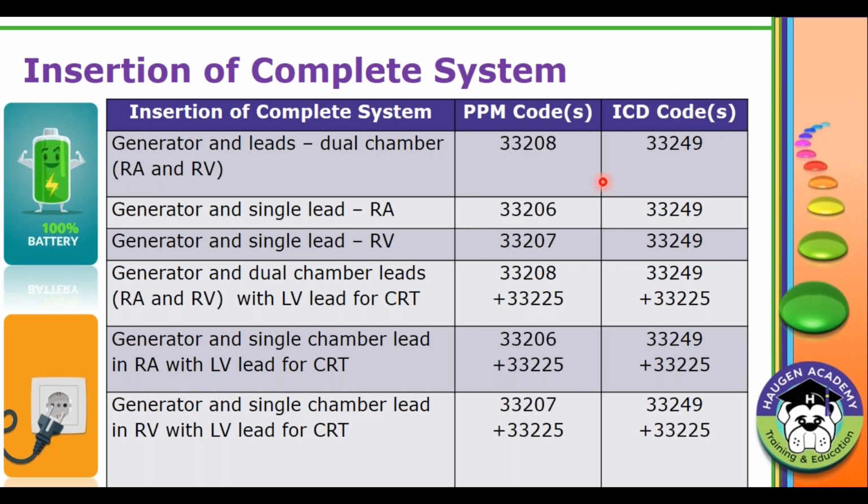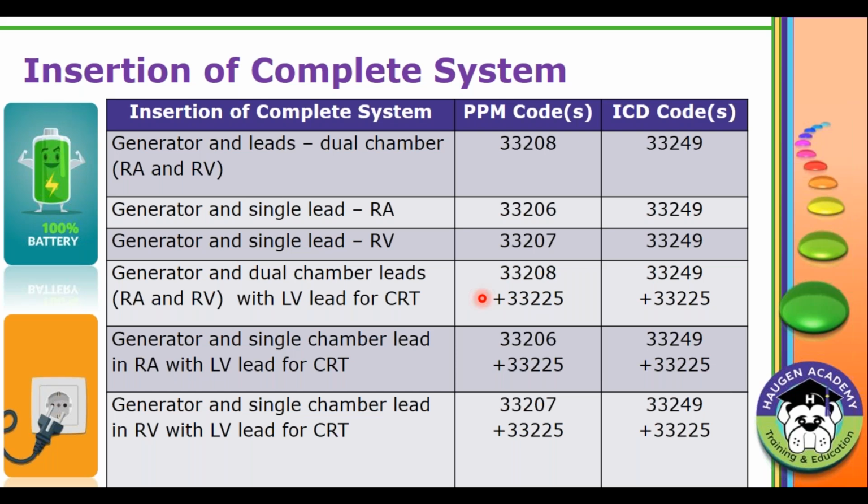Notice that the ICD code is all the same, so they don't really care where the leads are in an ICD. The generator with dual chamber leads plus an LV lead for the CRT, and that CRT lead is 33225. It's an add-on code that is coded, in addition to your pacemaker placement code, when the left ventricular lead is placed at the time of that device.